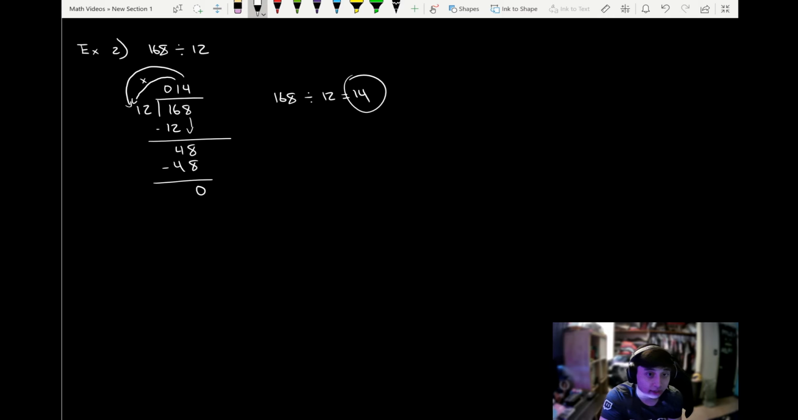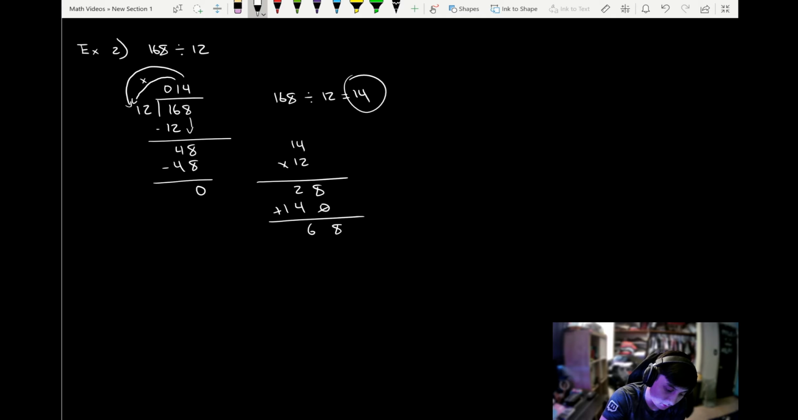And check it again, right, just to be 100% sure. If 168 divided by 12 equals 14, then 14 times 12 must equal 168, right? So we do 14 times 12. 4 times 2 is 8. 2 times 1 is 2. Placeholder 0. 1 times 4 is 4. 1 times 1 is 1. Add 8, 6, 1. Cool. And it checks out again.